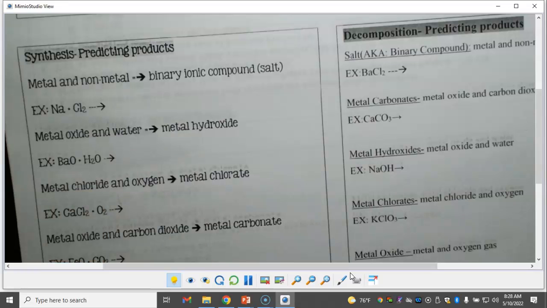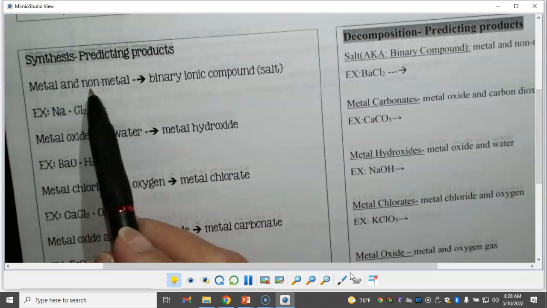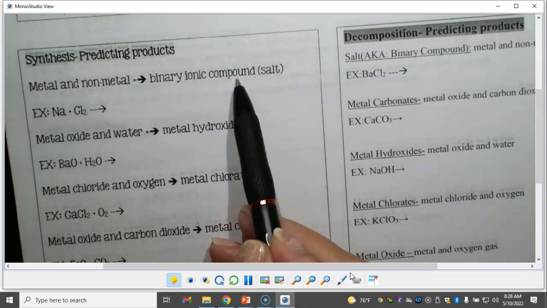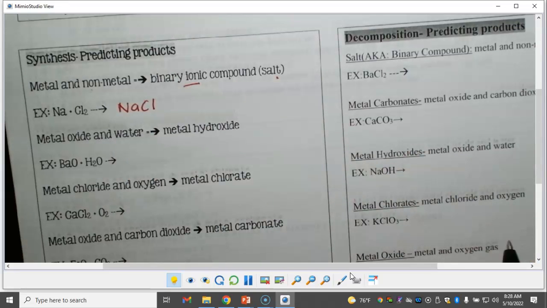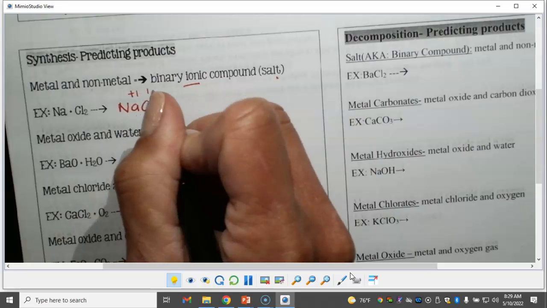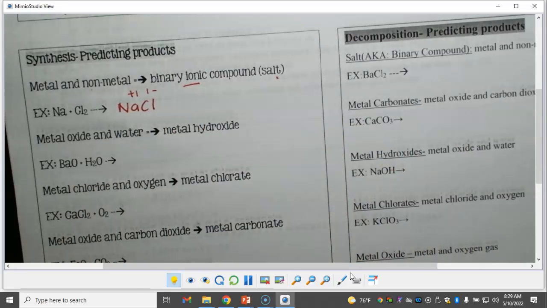Synthesis: if you have a metal combined with a non-metal, you just put them together and make a binary compound. A lot of times they call that binary compound a salt. It's an ionic compound. So sodium plus chlorine will give us sodium chloride. You just put the two together. Always check your oxidation numbers and then balance if necessary.